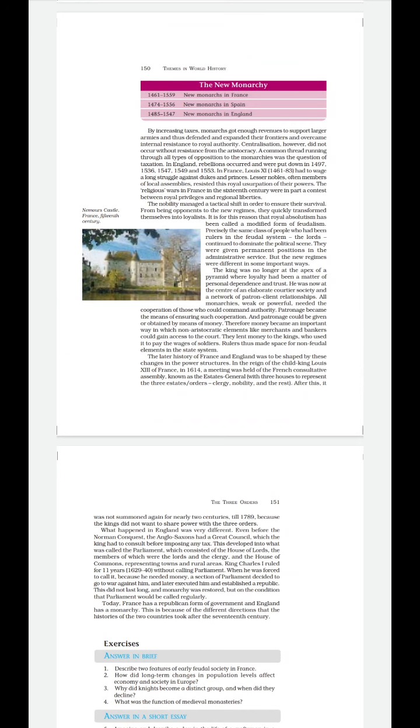Clear? Now children, if we see today, France and England, what we will find is that France has a republican form of government and England has a monarchy form of government. Clear? And the histories of the two countries were built after the 17th century.